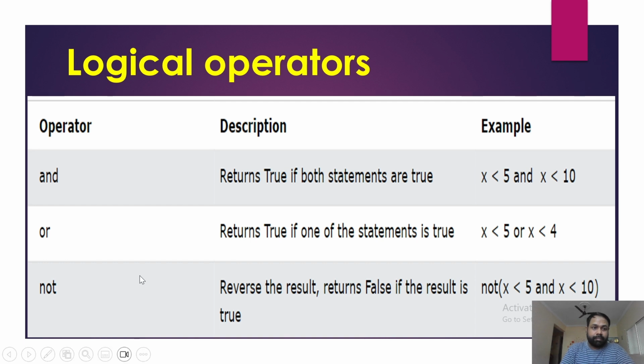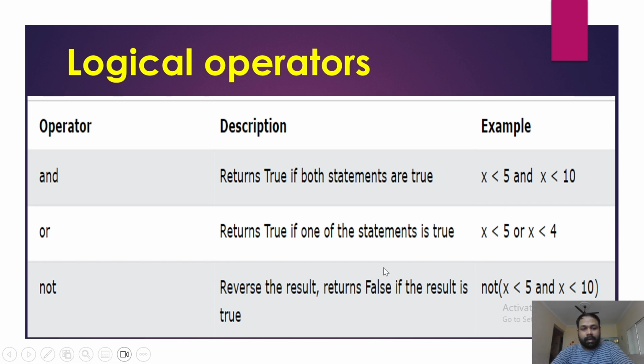This is interesting. And, or, not. If you are using the and statement, if both the statements are true, then only the answer is true. Otherwise the answer is false. If this condition is true and this condition is false, the answer is false. So in order to get the entire condition true, all the conditions must be true. Otherwise false. If at least one condition is false, then the entire condition becomes false.